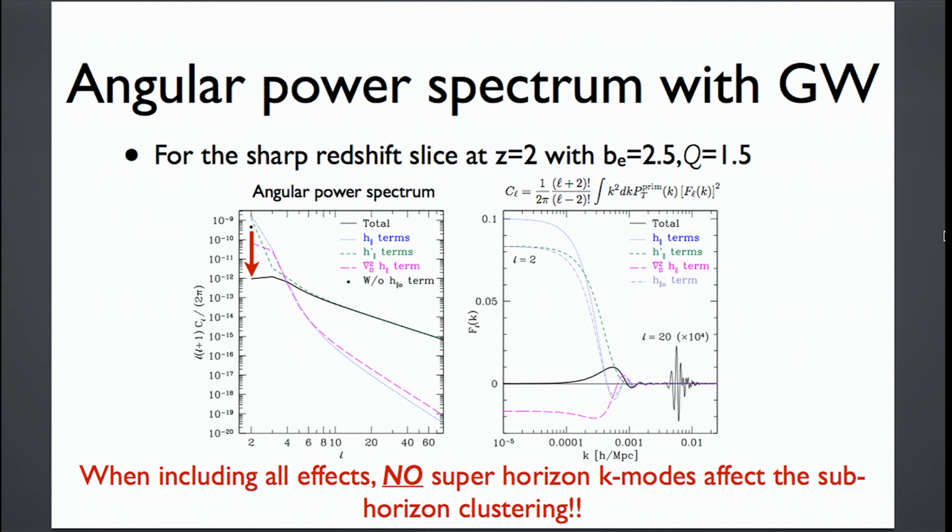So that means that each individual contribution of this galaxy clustering term gets the contribution from superhorizon mode. But at the end of the day, if you add up all the contributions, including the term at your observer location, then you get zero influence from the superhorizon gravitational wave mode on your subhorizon clustering.